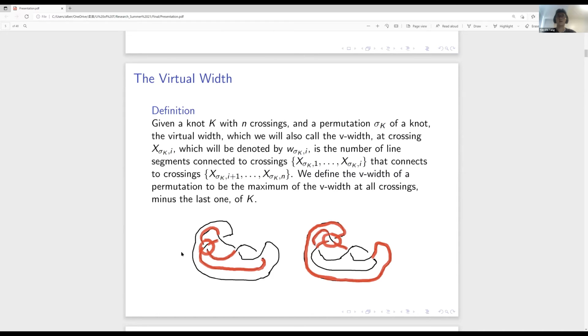Let's look at this knot permutation and at the first crossing. The virtual width will be represented by the line segments connected to the first crossing on one end, and then the second, third, or fourth crossing on the other end. So the virtual width here is going to be 4. Now let's look at the second crossing. The virtual width is represented by the line segments connected to the first or second crossing on one end and the third or fourth crossing on the other end.